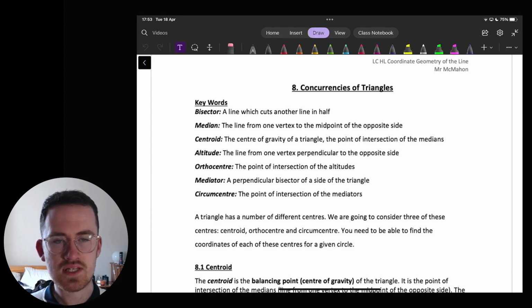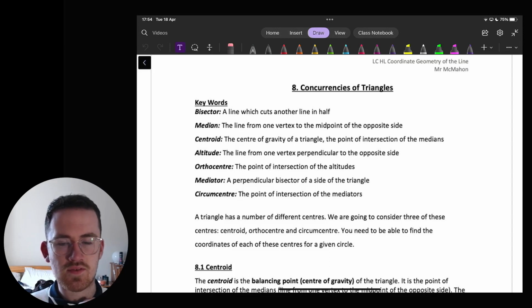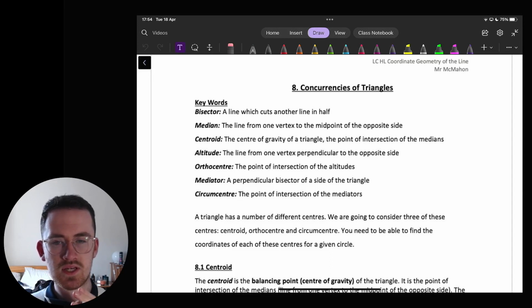The centroid is sometimes called the center of gravity of a triangle, and it is the point of intersection of the medians. The line from one vertex perpendicular to the opposite side is going to be the altitude. Okay, then the orthocenter is the intersection of the altitudes. A mediator is a perpendicular bisector of a side of the triangle, and the circumcenter then is the point of intersection of the mediators.